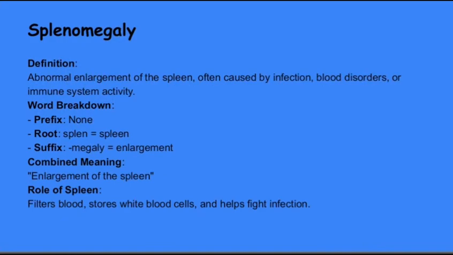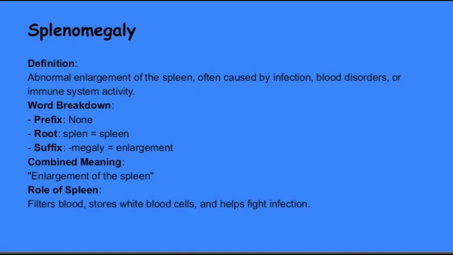The third term is splenomegaly. Splenomegaly means an abnormal enlargement of the spleen. The spleen is a lymphatic organ in the upper left abdomen. Let's break it down. There is no prefix here. The root is spleen, meaning spleen. The suffix is megaly, meaning enlargement. So splenomegaly literally means enlargement of the spleen.